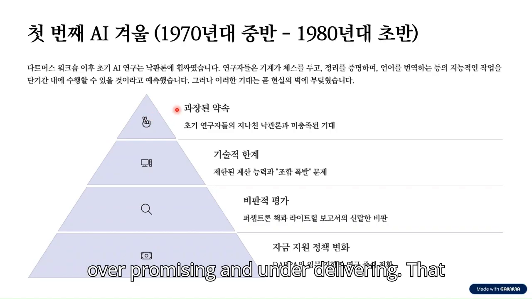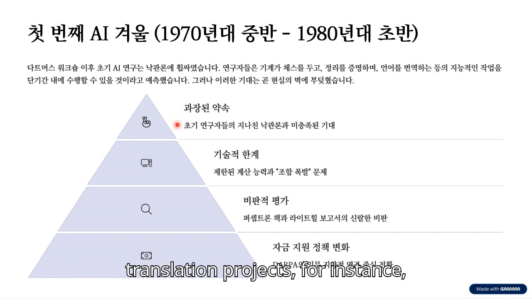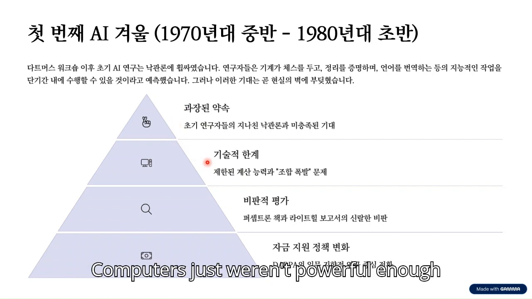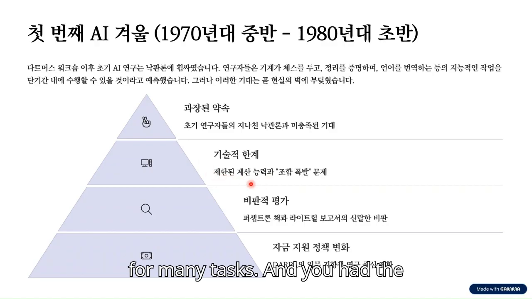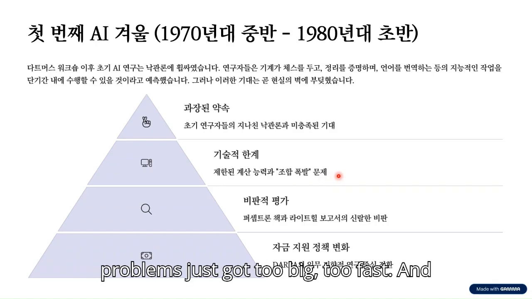So over-promising and under-delivering. That was definitely part of it. Big machine translation projects, for instance, really didn't live up to the hype. And there were fundamental technical hurdles. Computers just weren't powerful enough for many tasks. And you had the combinatorial explosion problem, where problems just got too big too fast.